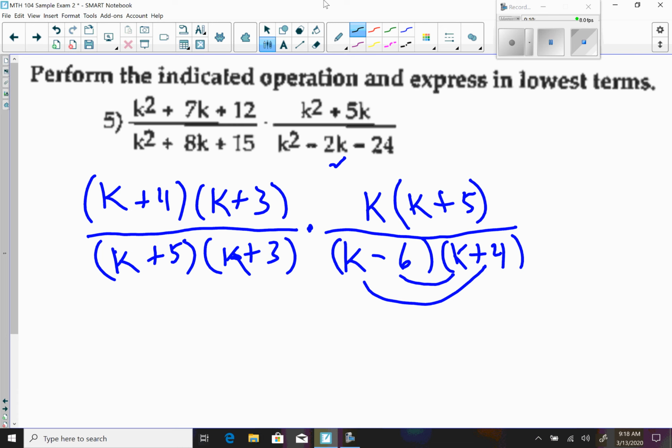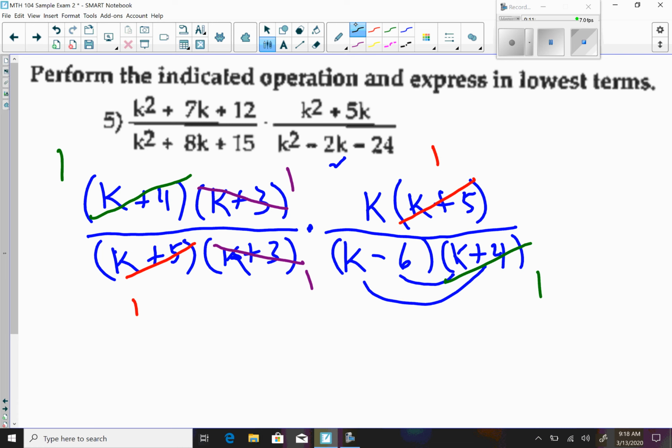Now that everything is factored, all the things across the top are multiplied. Everything on the bottom, all these things on the bottom are multiplied. Things that are multiplied are called factors, and we cancel factors. k plus 4 divided by k plus 4 is 1 over 1. k plus 3 divided by k plus 3 is 1 over 1. And k plus 5 divided by k plus 5 is 1 over 1.